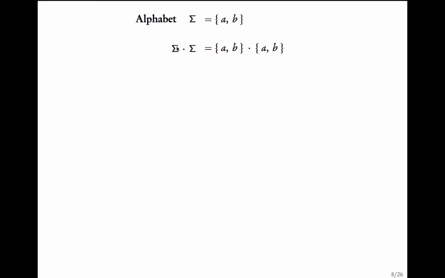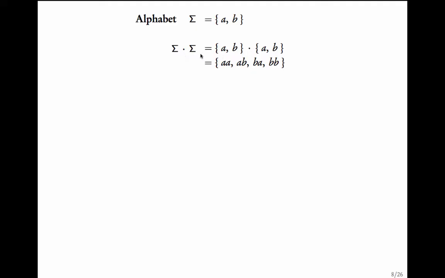Now, what is sigma dot sigma? I have this set and I want to take a dot with this set. What is a dot? Essentially, I want to concatenate the letters here with the letters here. It's like a product. What will I get? A dot B will be just AB, B dot A is just BA, B dot B is BB. This dot is just a concatenation operator.